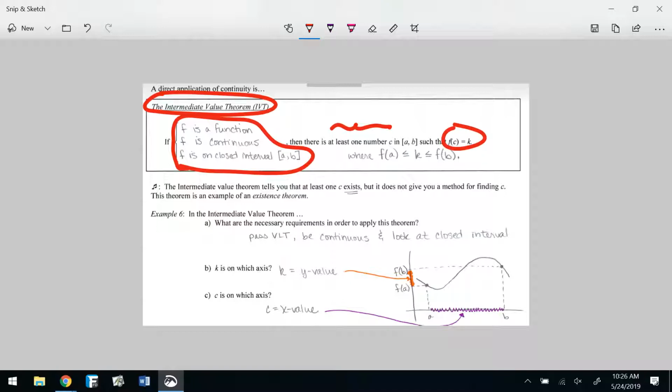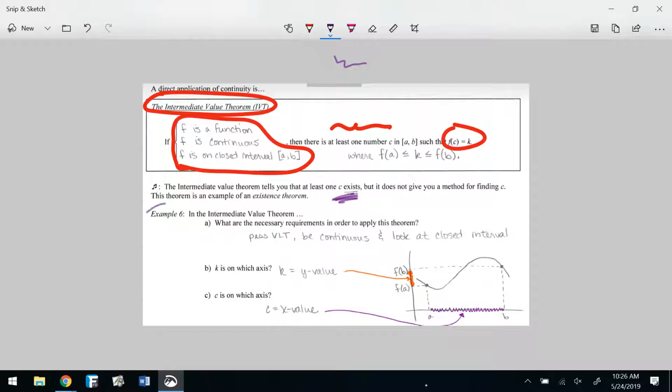Now, this is always really tough for a lot of our students to understand. The intermediate value theorem tells you that there must be one c that exists, but it does not give you a method for finding c. This theorem is an example of an existence theorem. It's just saying that it happens.